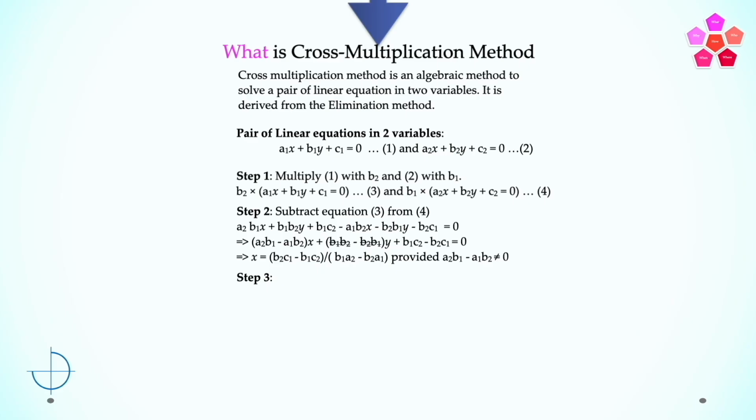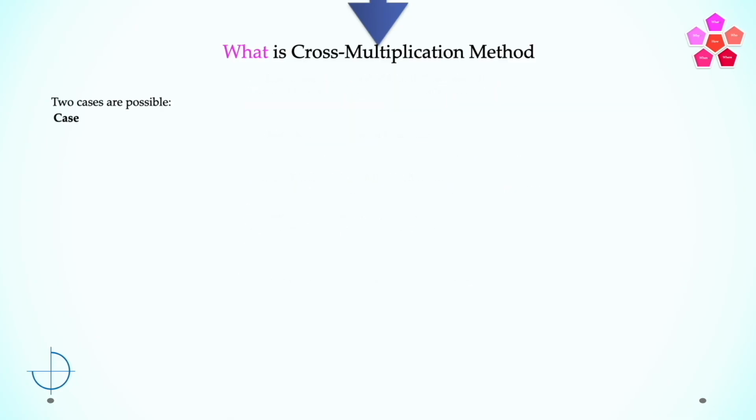Now step 3, we see that substituting this value of x in equation 1 or 2, the value of y is equal to A1 C2 minus A2 C1 divided by A2 B1 minus A1 B2. Now here, two cases are possible. Case 1, A2 B1 minus A1 B2 is not equal to 0. In this case, A1 by A2 is not equal to B1 by B2. So finally, the pair of linear equations has a unique solution in this scenario.